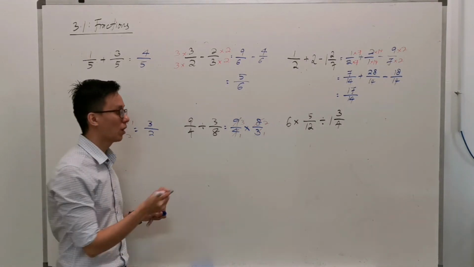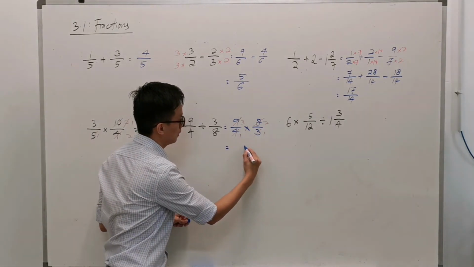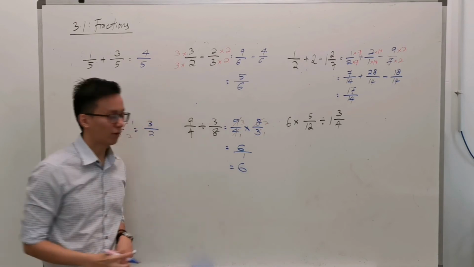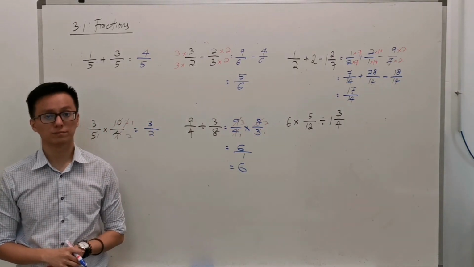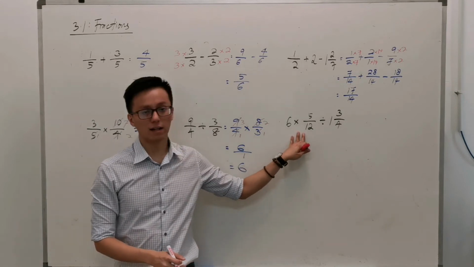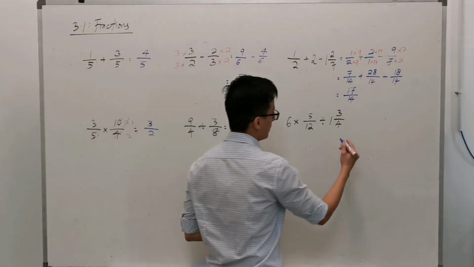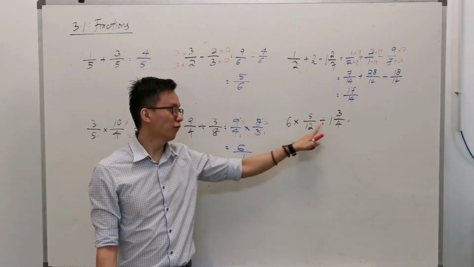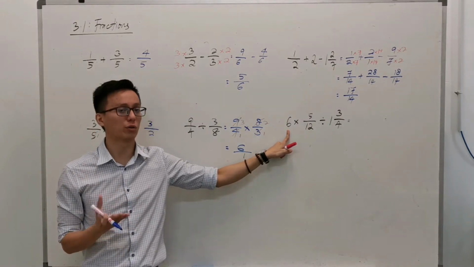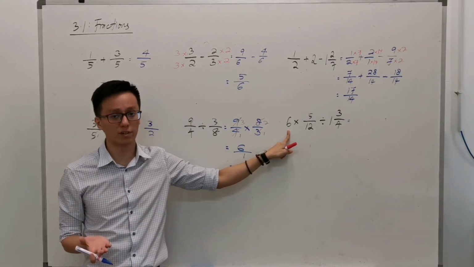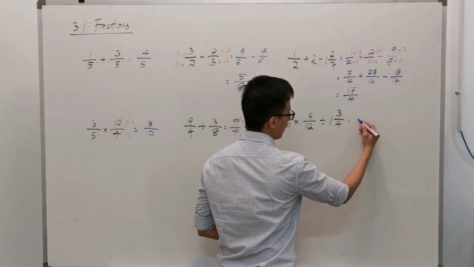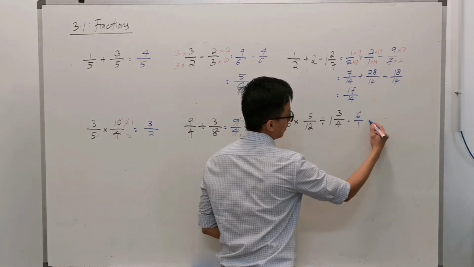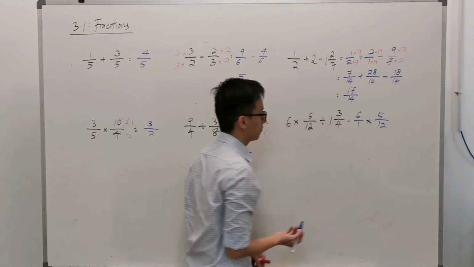So my final answer would be 6 divided by 1, or you can straight away write the number 6. Let's look at the last question. For this, I would like to turn this to an improper fraction. For the whole number, you can leave it the same, or you can write it as an improper fraction. If I write it as an improper fraction, I can write 6 over 1 times 5 over 12.